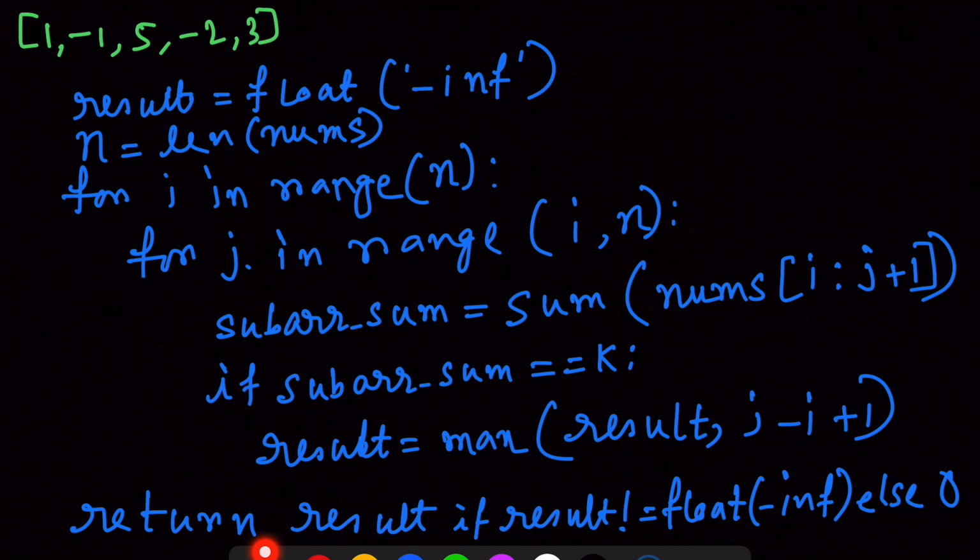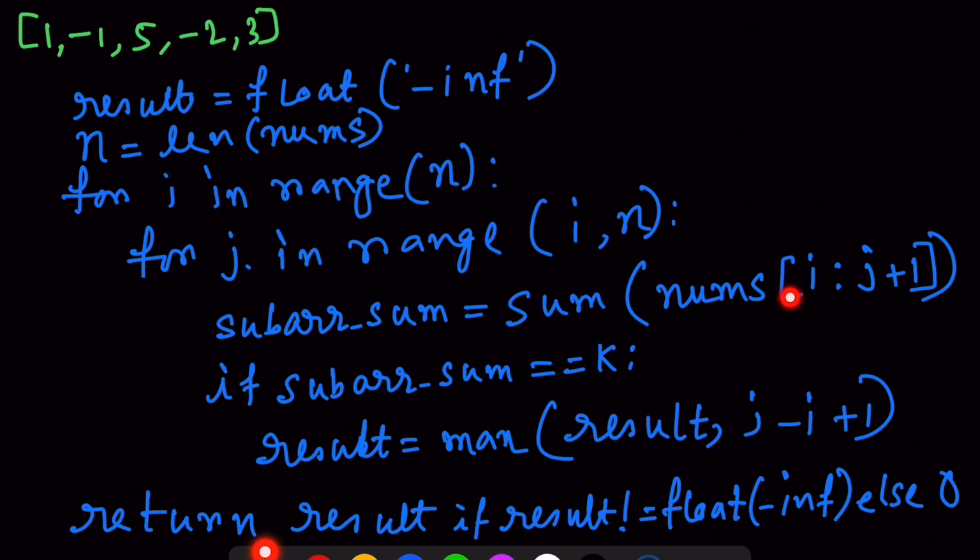But it can happen that in this for loop, we don't find any valid subarray. In that case, the result will be minus infinity only, so we can return 0. Now, what is the complexity here? We have two for loops, that is order of n squared, and here we are also calculating the sum, which is again order of n. So in total it is order of n cubed, which is very inefficient.